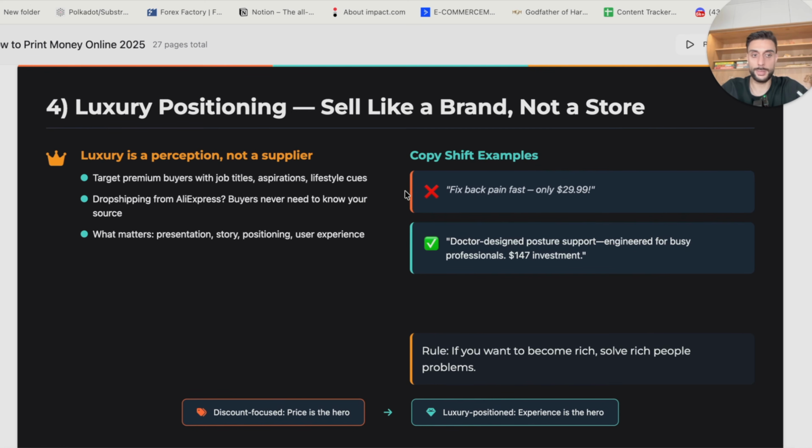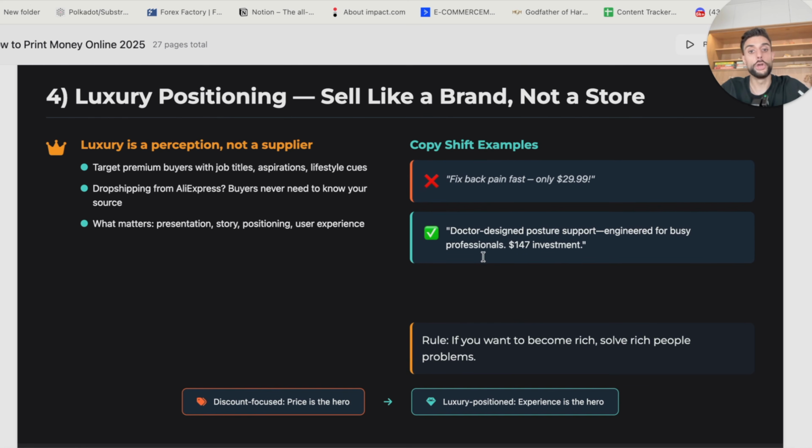So that's what the majority of beginners do when they sell online. You want to do it like this. Doctor designed posture corrector, engineered for busy professionals, $147 investment. Straight away it says that a doctor designed the posture support and it's engineered for CEOs, regional directors, high up people in the corporate ladder. You're not trying to sell to everyone. You're trying to sell to the select few that have the big pockets.